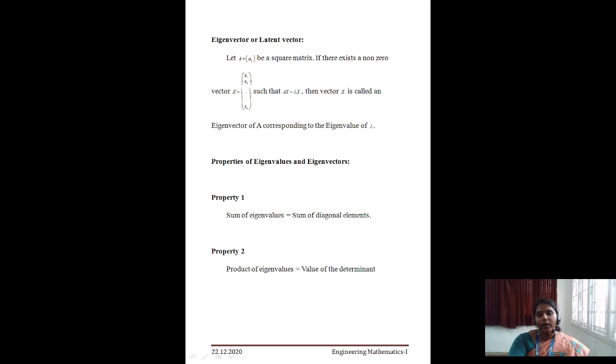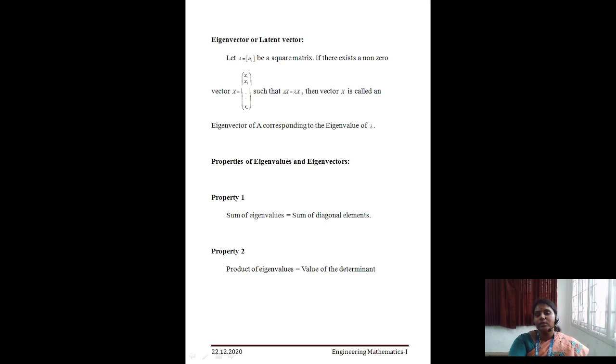Then properties of eigenvalues and eigenvectors. First property, the sum of the eigenvalues is equal to the sum of the diagonal elements. So if you want to find the sum of the eigenvalues, there is no need to find the eigenvalues after finding the characteristic equation. Simply from the matrix itself you can find the sum of the eigenvalues, because the sum of the eigenvalues is always equal to the sum of the main diagonal elements.